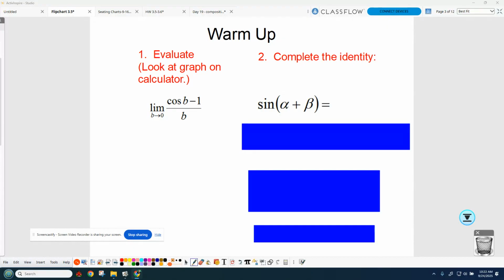So what happens? Oh, yes, I think. Yoav, did you see graphically where it's going to? Yeah, 0. 0?